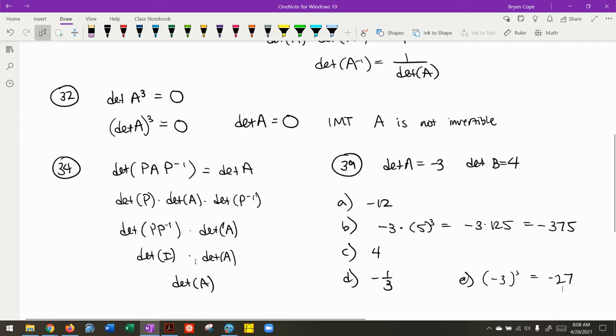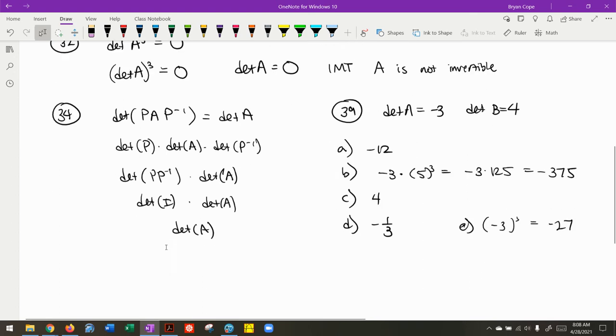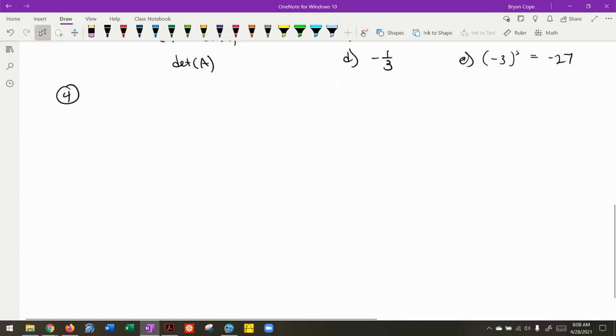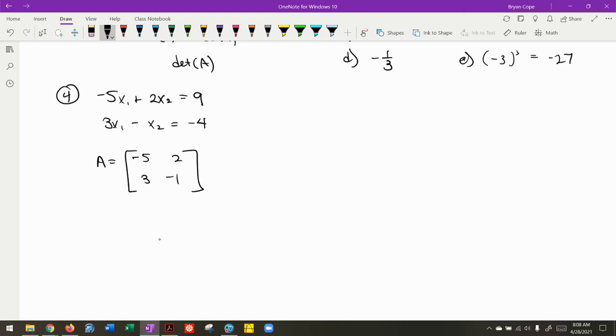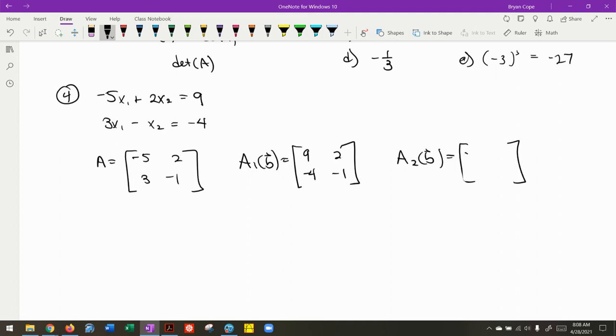Let's look at 3.3. So we'll start with number 4, which is a Cramer's rule problem. Okay, so number 4. The system is negative 5x1 plus 2x2 equals 9, and 3x1 minus x2 equals negative 4. So matrix A is negative 5, 2, 3, negative 1. A sub 1 of B, remember what this means, we're putting B in place of the first column of A, so it would be 9, negative 4, 2, negative 1. And then A sub 2 of B, we put B into the second column of A. So negative 5, 3 remains as the first column, and then 9, negative 4.